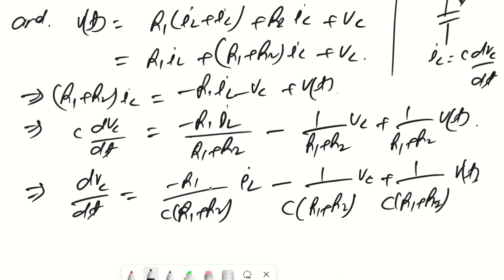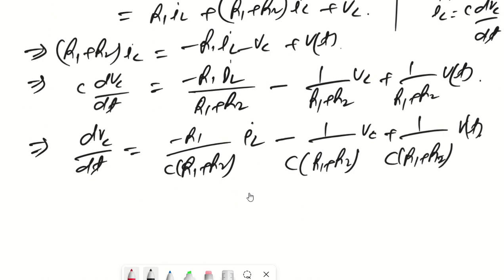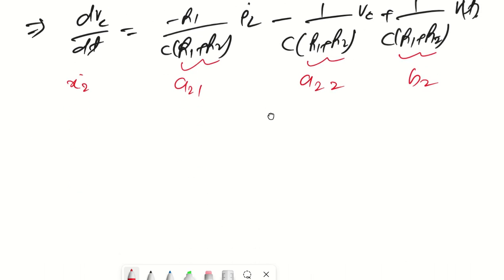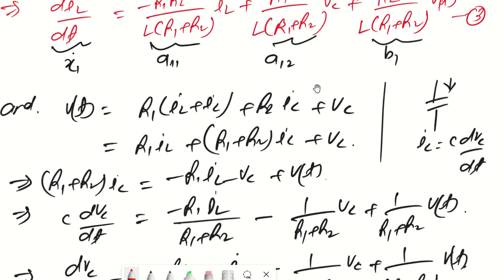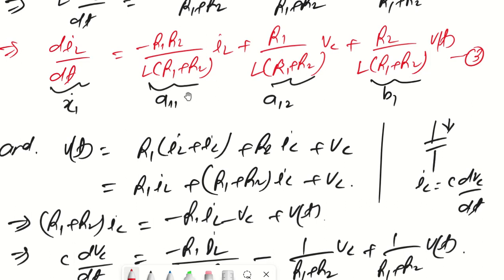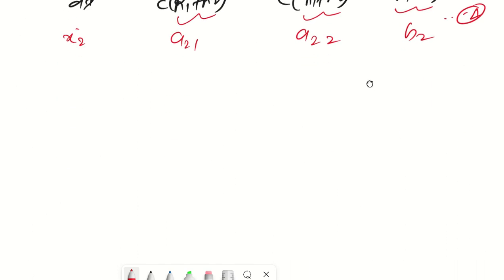So as you can see, this is nothing but my x2 dot, which is dVc by dt, since x2 was Vc, and this is my A21, A22, and this is my B2. So as you can see, all these coefficients we have identified. So in the state space model, we can very quickly write, from equation number 4 and equation number 3, we have the coefficients of matrix A, right? So we can note down those equations and write down something like this.